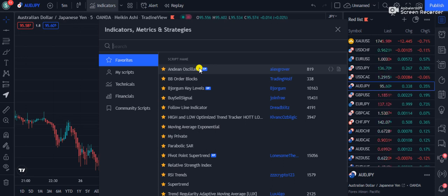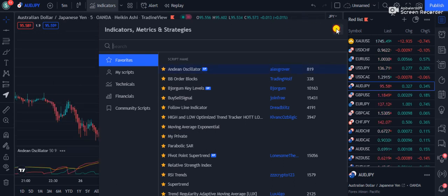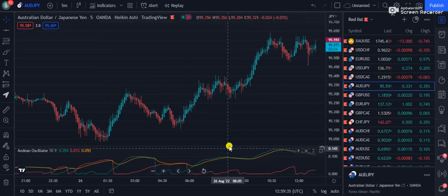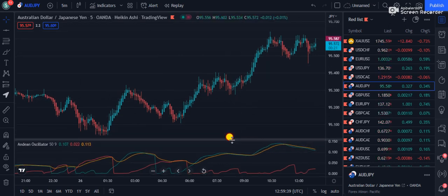So normally all strategies work for crypto, forex, and the stock market as well. The oscillator that I am going to review, that I find very awesome, is the Andrian oscillator by Alex Grover. You can see only 819 traders have put this oscillator into their favorites. This oscillator setup is attached on our chart.